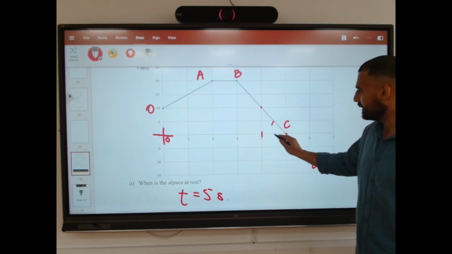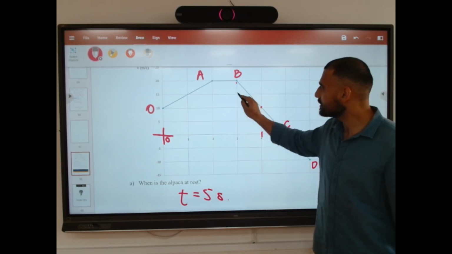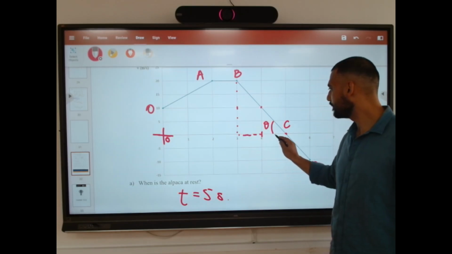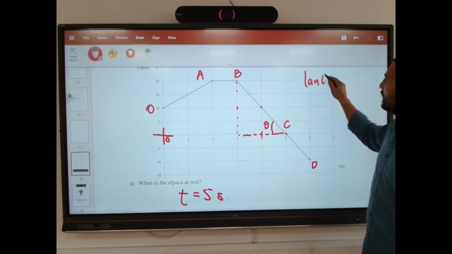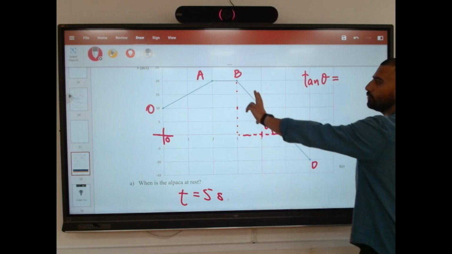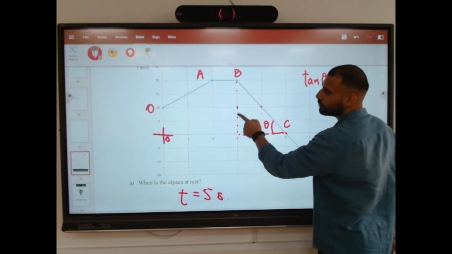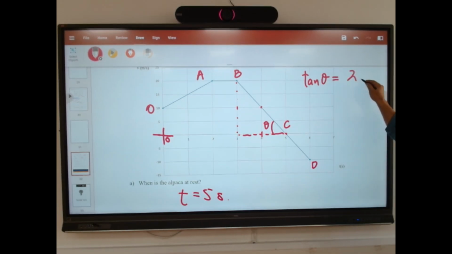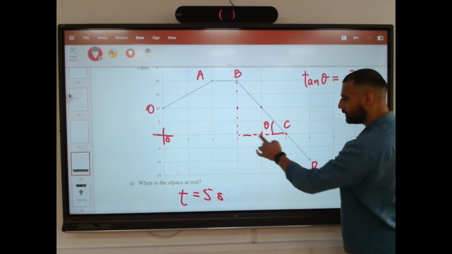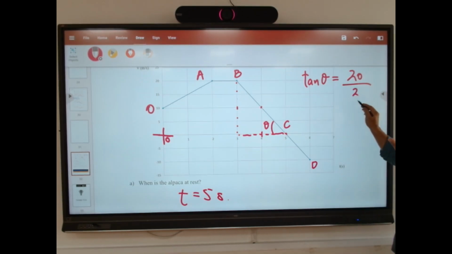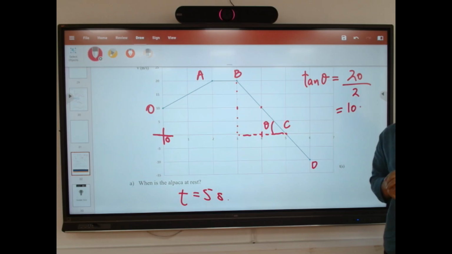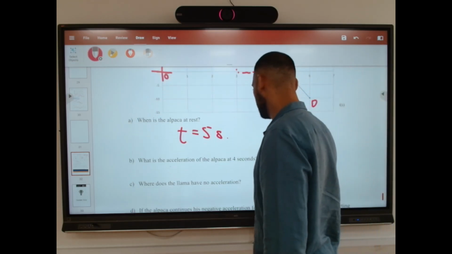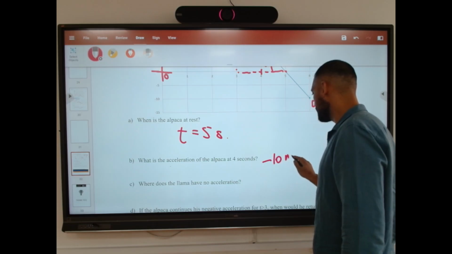So let this angle be theta, make this as a triangle. Is that fine? So the tangent of this theta will be equal to perpendicular. What is the perpendicular? 0 to 20, upon base. Base is how much? 3 to 5. So the answer is 10 is the slope. But what is the acceleration? Negative. Exactly, negative. Very good. Negative 10, because it is decreasing.